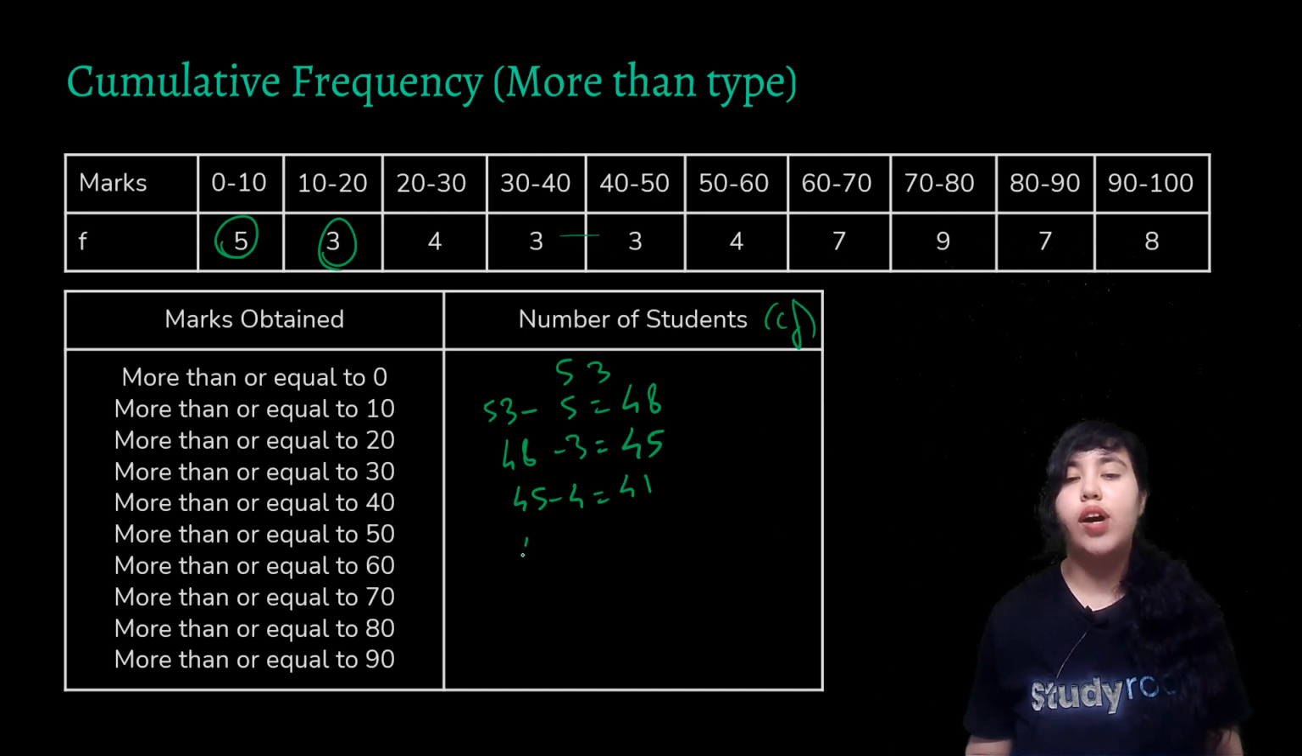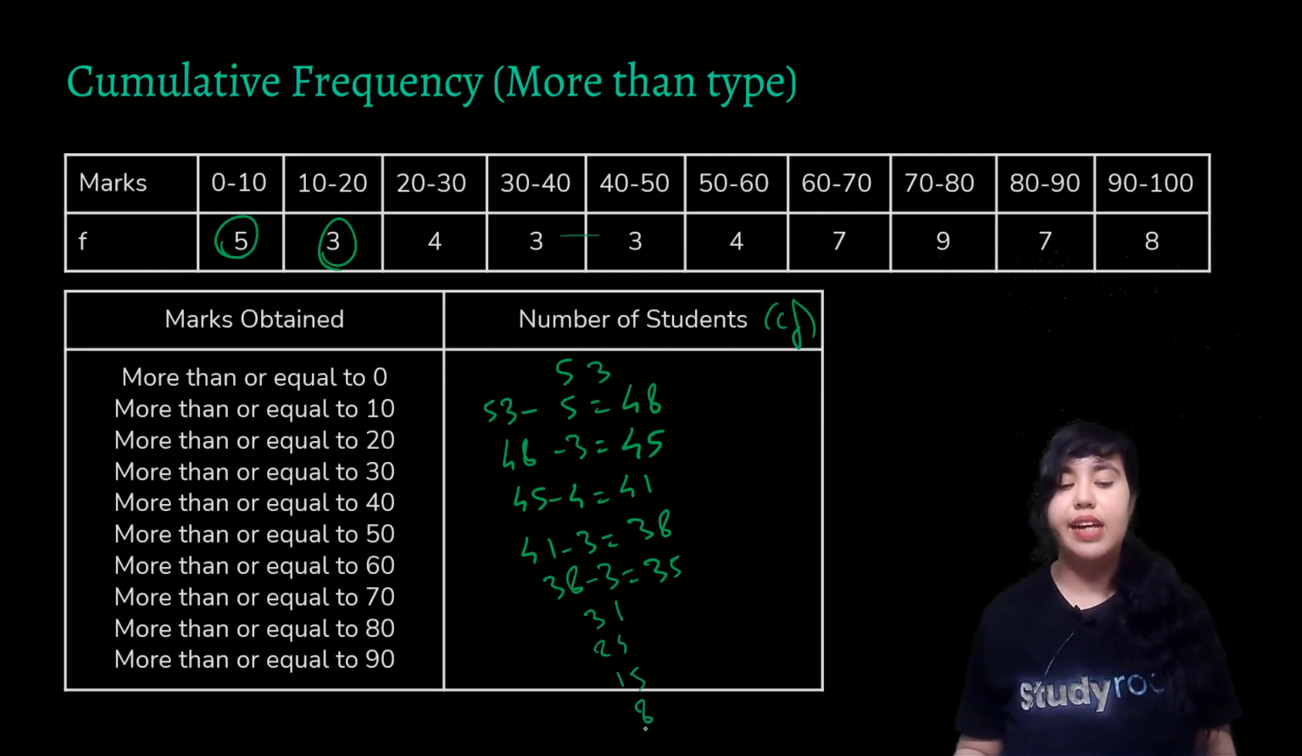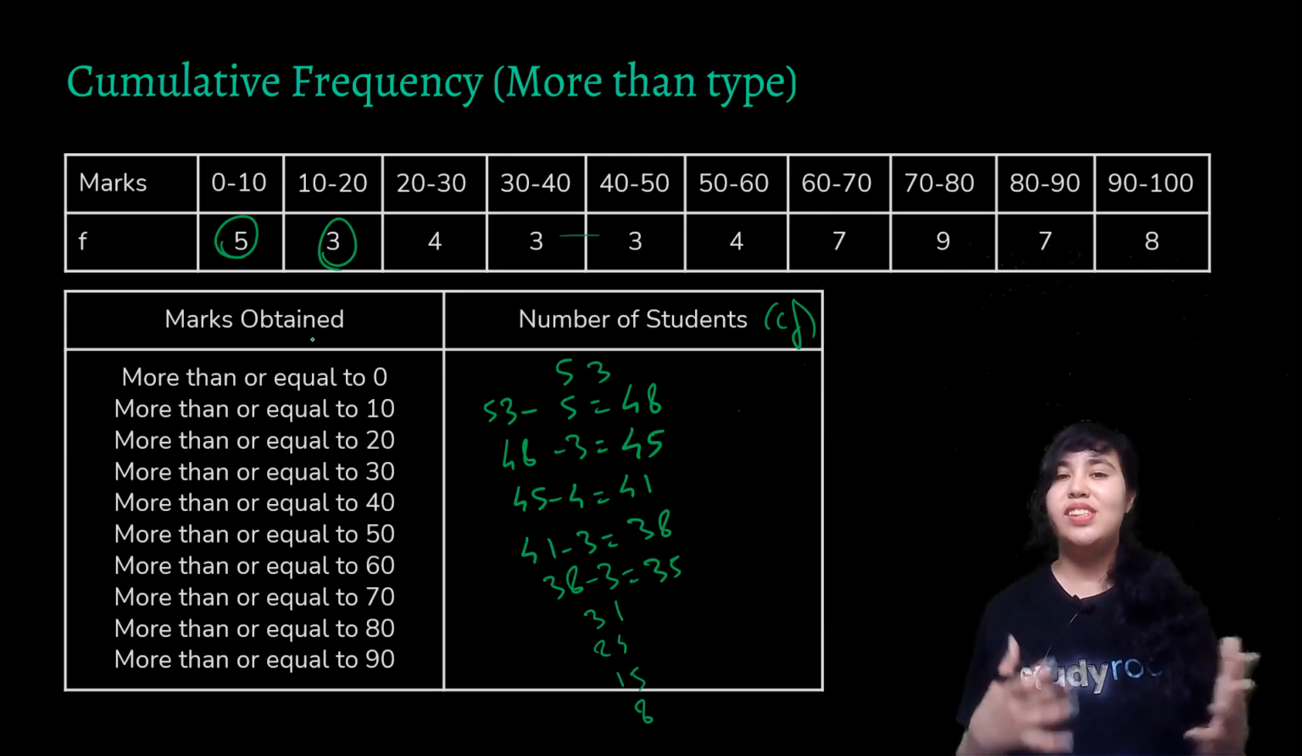That will become 41. 41 minus 3 will be 38. 38 minus 3 will be 35. Then you will do 35 minus 4. That will become 31. Then you will get 24, 15 and ultimately you will get 8. So note the difference between the two tables.